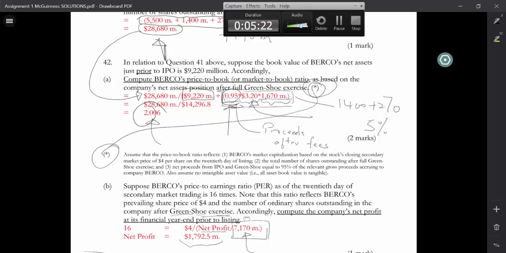I'll tell you why they don't go back to that level of detail. Because the purpose of this question is to test you in a simplified way whether you understand how to calculate price to book. So if we start introducing all those concepts, it just becomes a mess. I'll take your point.